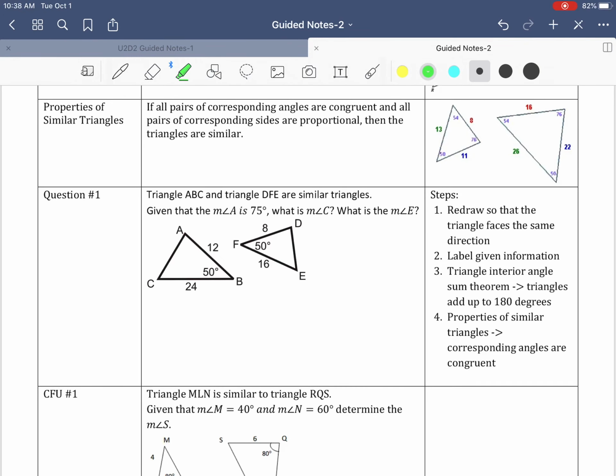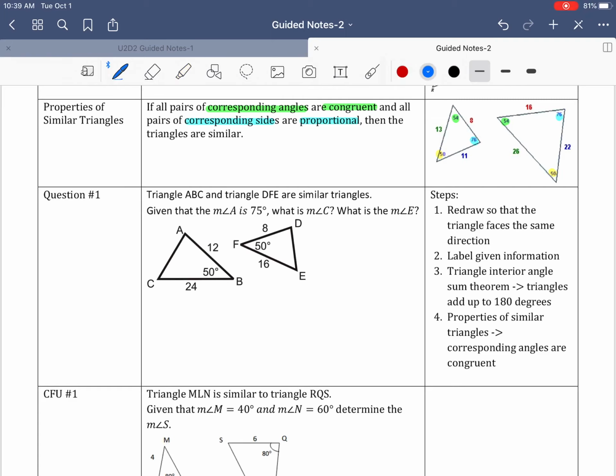Now, similar triangles have very specific properties. First of all, similar triangles have congruent angle measures, so their corresponding angles are congruent. Additionally, corresponding sides are proportional. So let's take a look at that in our example triangle right here. If you look at your corresponding angles here, 54 and 54 are the same. Additionally here, 76 and 76 is the same, and 50 and 50 are the same. So your corresponding angles are congruent.